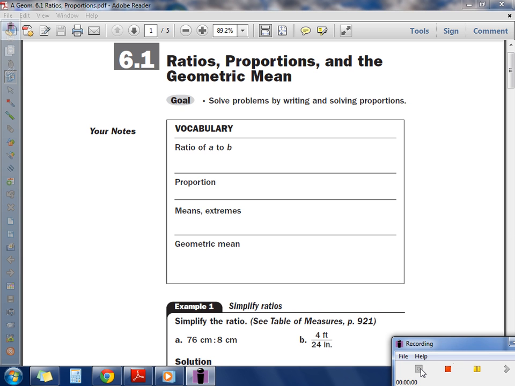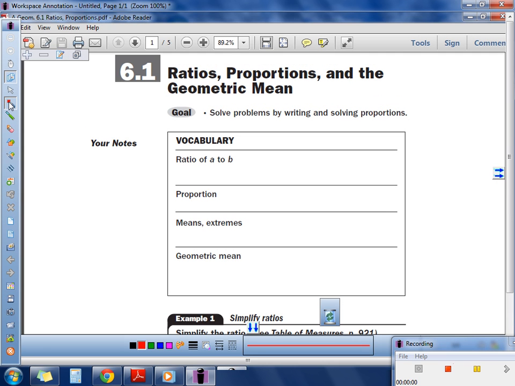Today's lesson deals with solving problems in writing and solving proportions. So first off, we got to go through this vocab to understand what's going on. The first part of the vocab wants us to deal with ratios.